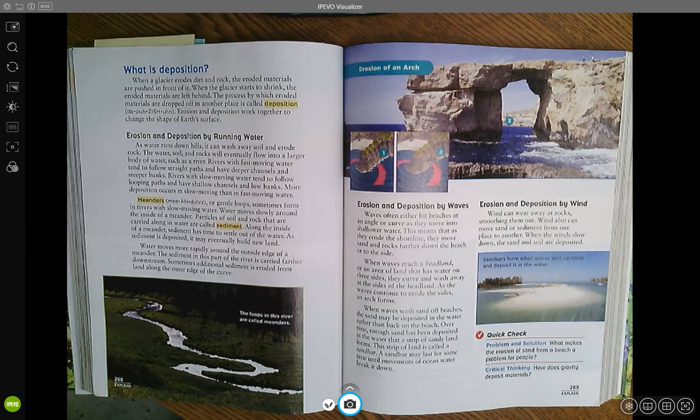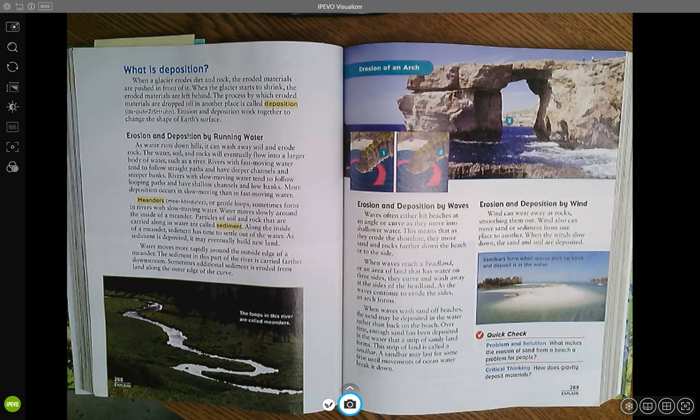Water moves more rapidly around the outside edge of a meander. The sediment in this part of the river is carried farther downstream. Sometimes additional sediment is eroded from land along the outer edge of the curve.